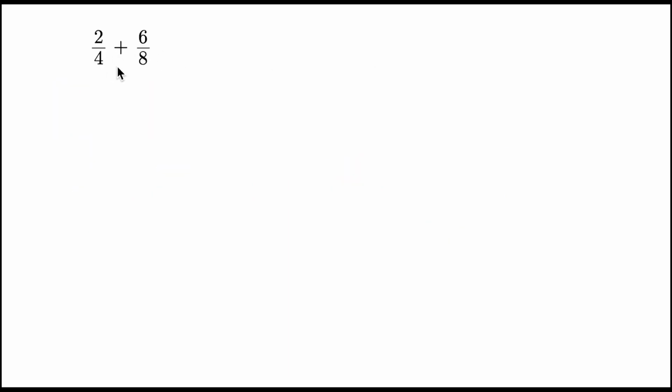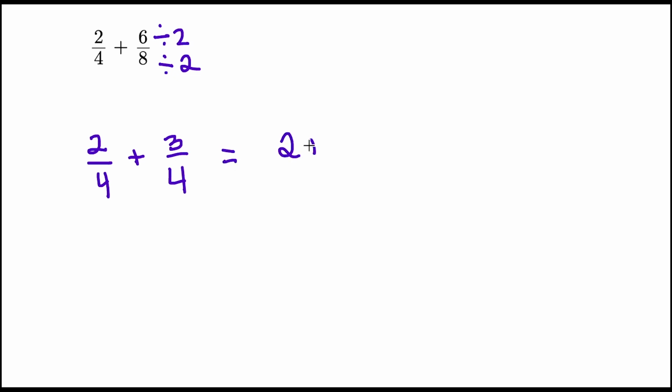So I can see that 4 times 2 would give me 8. Another way to tackle a problem like this is I can divide both of these terms by 2 and still have a common denominator. So I'll leave the left side alone. 6 divided by 2 is 3, and 8 divided by 2 is 4. So now I still have a common denominator. 2 plus 3 over 4, or 5 over 4.